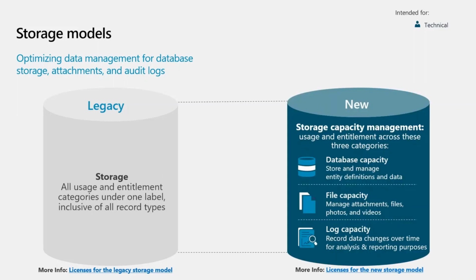The second model is the New model. You can see that this has 3 different types of capacities, each with their own usage and entitlements. We have database, file, and log. The storage model you have is defined by the license at the time you procured the service.